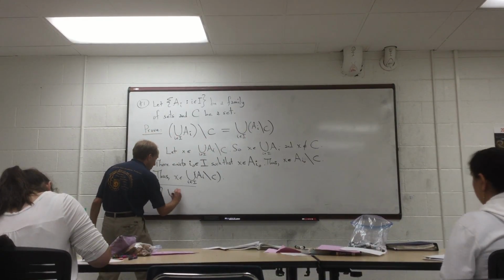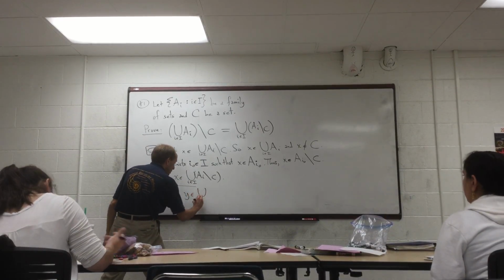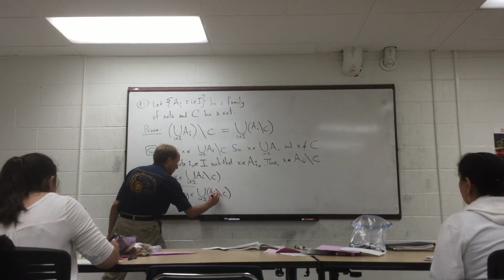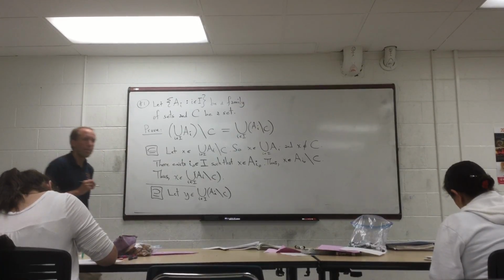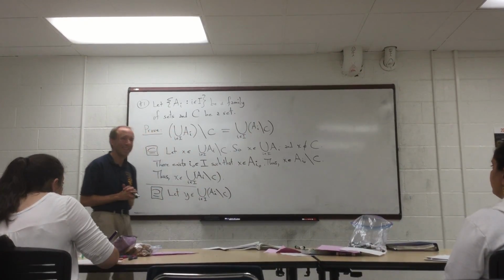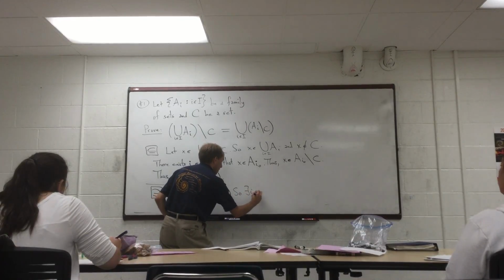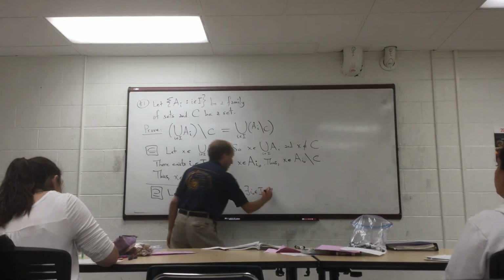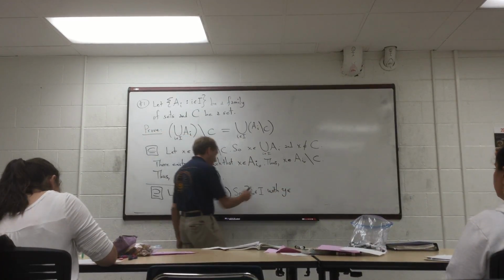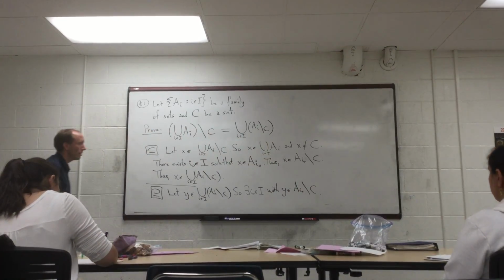I'm going to change letters just for the heck of it. I'm going to let Y be an element of the union as I runs through capital I of A sub I minus C. So it's in the right-hand side. So what do I say now? There exists an I naught in I such that Y is in one of these, namely A sub I naught minus C. Exactly. So Y is in A sub I naught minus C.